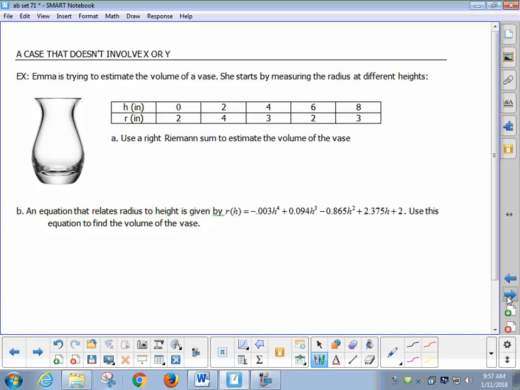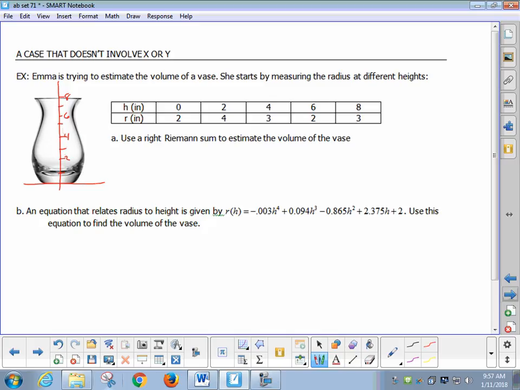So, Anna's got this vase, and she's trying to estimate the volume. Okay? What she does is at several different heights, from 2, 4, 6, and 8, she measures the radius. I actually imagine she measured the circumference and then deduced the radius, but that's okay.